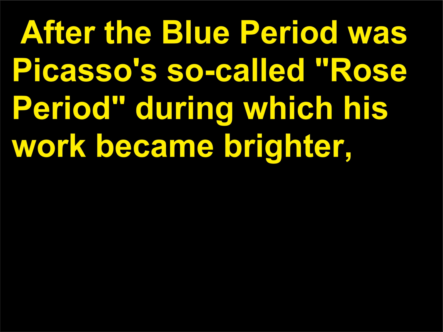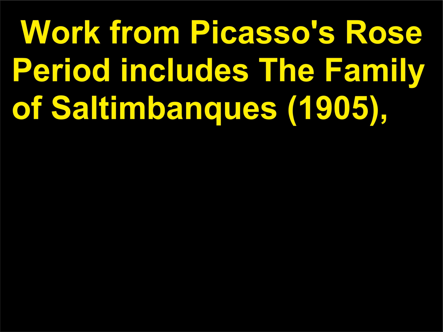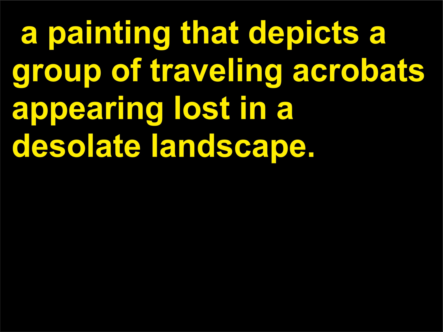After the Blue Period was Picasso's so-called Rose Period, during which his work became brighter, more delicate, and more varied in color. Work from Picasso's Rose Period includes The Family of Saltimbanques, 1905. A painting that depicts a group of traveling acrobats appearing lost in a desolate landscape.